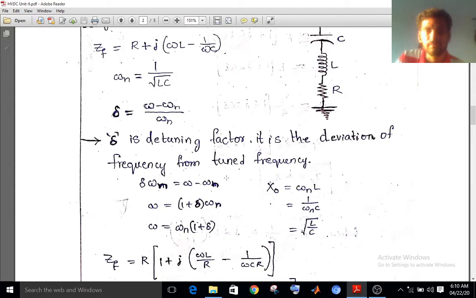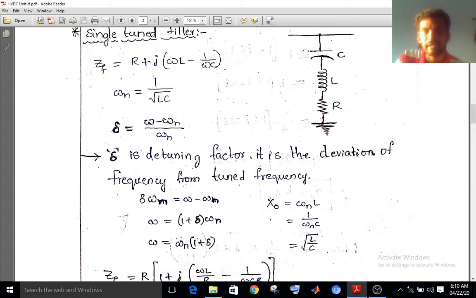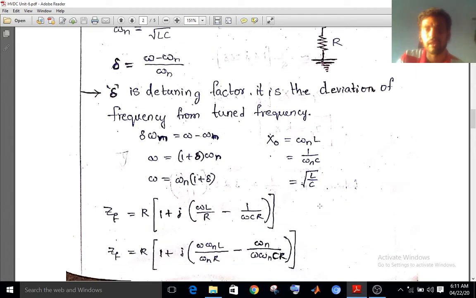See, if I assume at the tuned frequency the reactance is equal to x naught, then x naught will be omega n into L. Already we know omega n is 1 by root L C. If I substitute omega n is equal to 1 by root L C, I will get x naught is equal to root L by C.